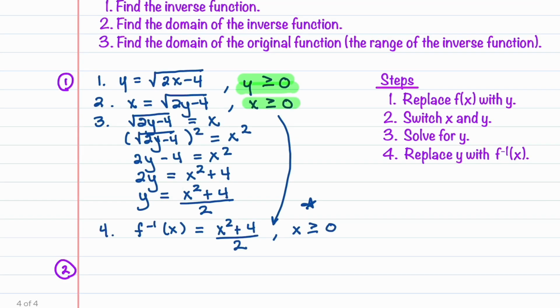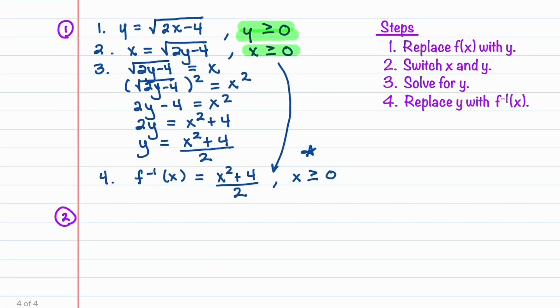Our second step is to find the domain of this inverse function that we just found. So the domain is this restriction, x is greater than or equal to 0. So let's write down that the domain of f inverse of x is 0 to infinity. Again, that came from having a square root and only being able to have values greater than or equal to 0. Our third step is to find the domain of the original function.